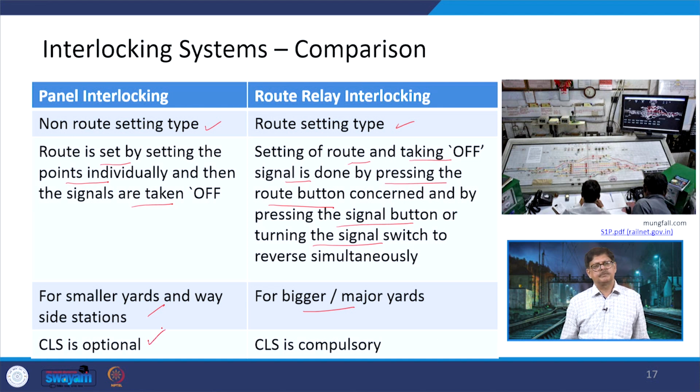Then CLS is operational, that means the color light signaling system is operational, but in the case of route relay it is a compulsory system. Here we are not working with the semaphore system.